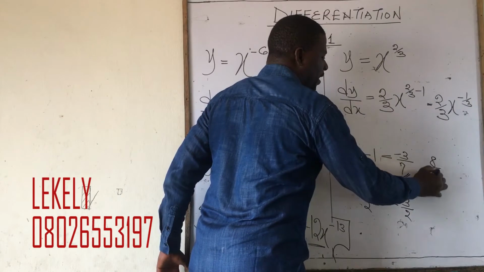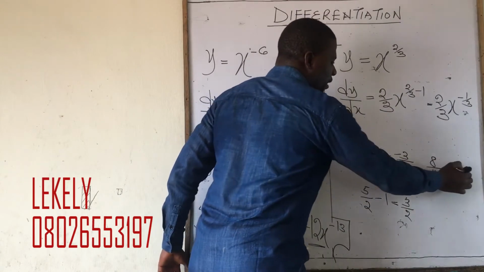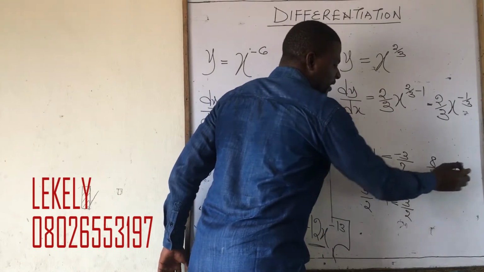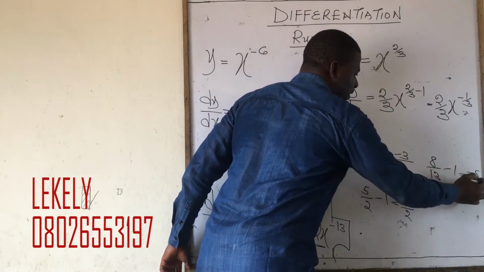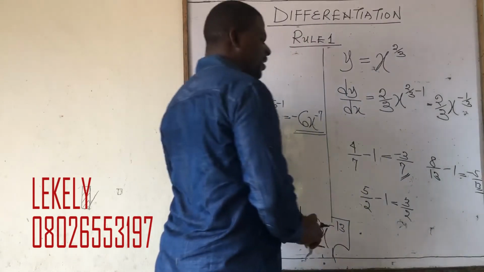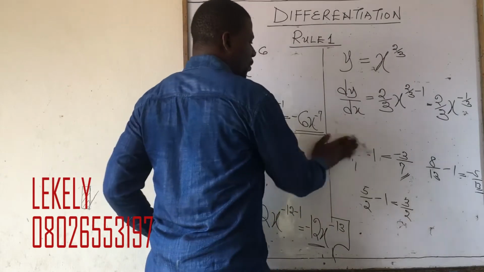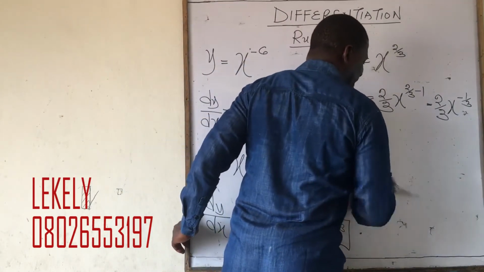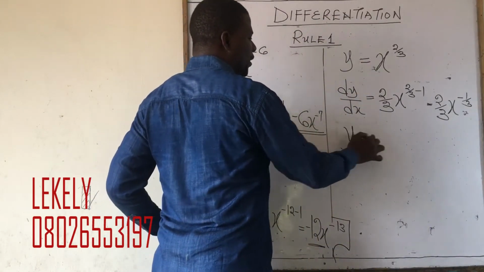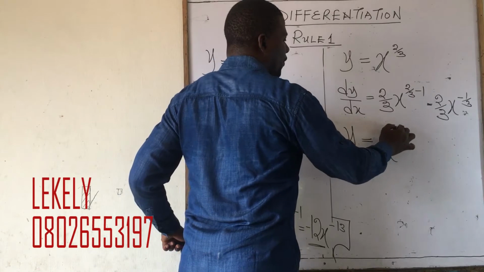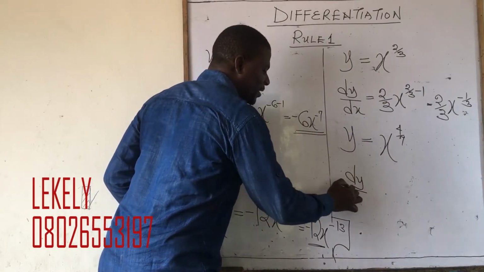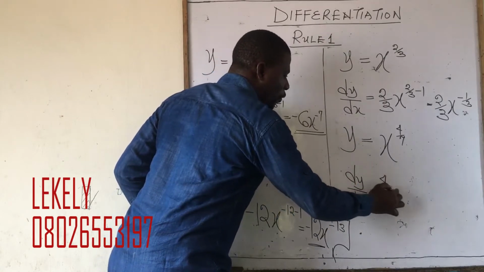If I have 8 over 13 minus 1, I'll just say 8 minus 13, minus 5 over this 13. That's it. So you see that? That's how to subtract 1 from a fraction. So you will apply that here. So if I have y equals x raised to power 4 over 7, differentiate, my dy dx is going to be 4 over 7.